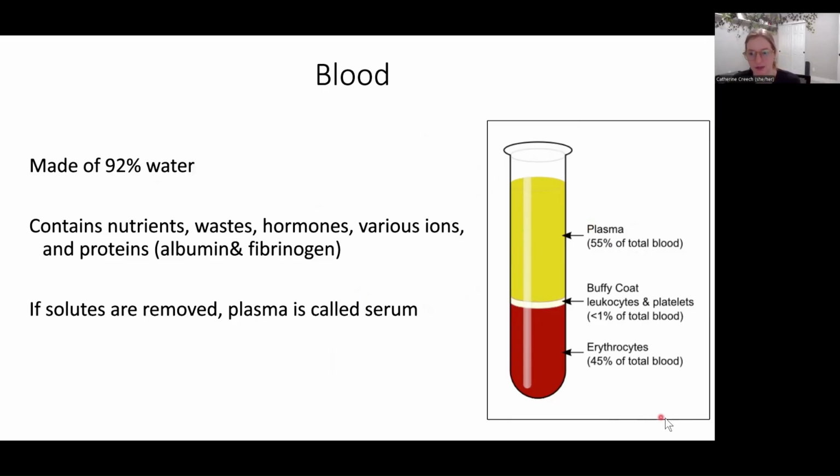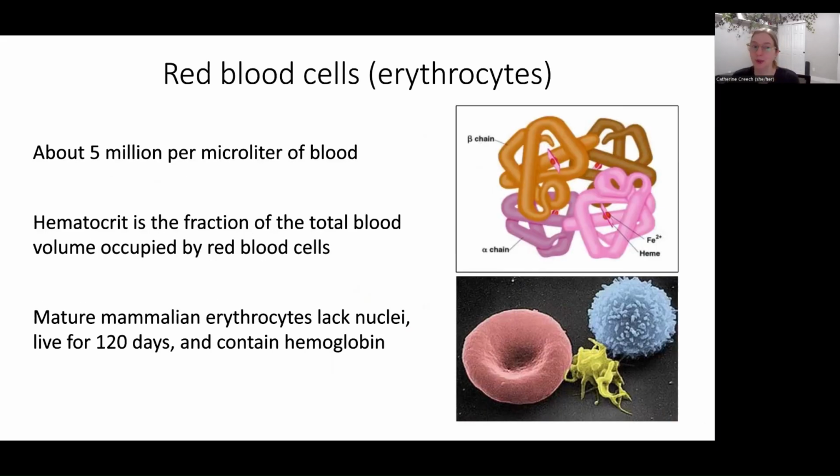Red blood cells are designed to be carrying oxygen. That is their goal. Their real name is erythrocytes. You have about 5 million per 1 microliter of blood. So it's a huge amount. Hematocrit, again, is the amount of red blood cells in whole blood once you spin it down.